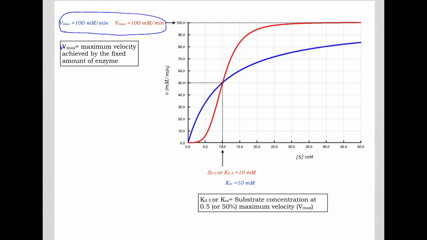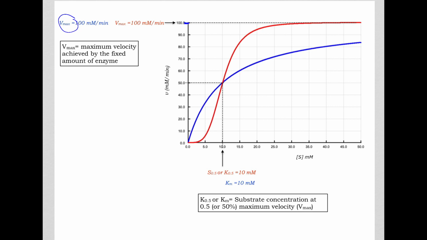The Vmax is basically the maximum velocity that is achieved by the fixed concentration of enzyme. So remember, the velocity is monitored with increasing substrate concentration, but the concentration of enzyme is fixed in all these cases. Once we get the Vmax, in this case 100, now we can determine the Km.